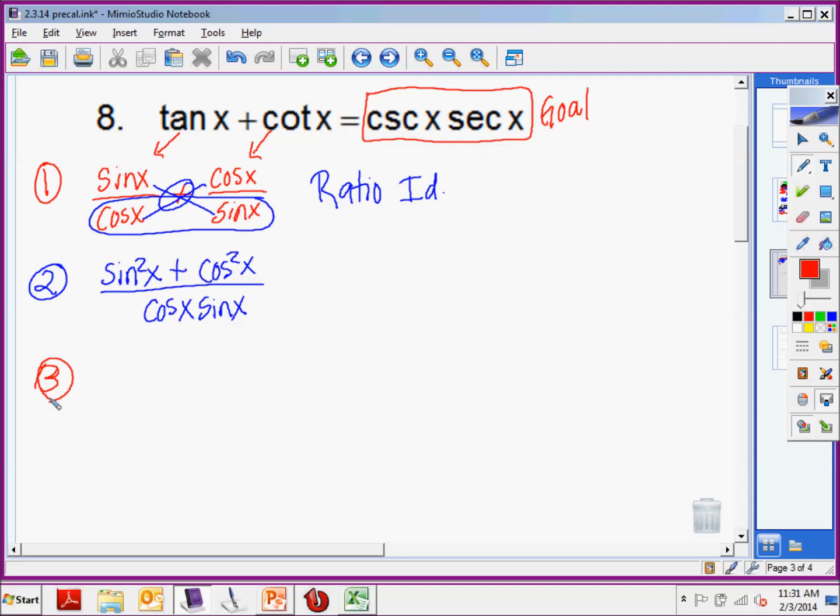On step 3, now I'm in a form where I can look for identities. Is there an identity that exists right now? Yes, it is Pythagorean. Because of the Pythagorean identity, sine squared x plus cosine squared x is 1. So my reasoning here is Pythagorean identity.